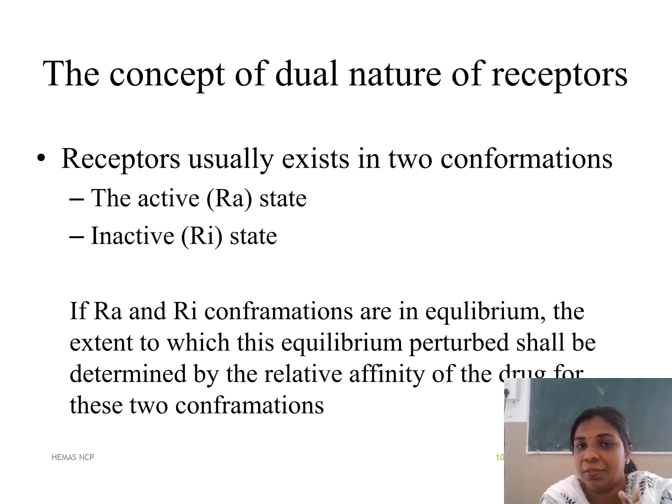Partial agonist is an extra concept. A partial agonist binds to the receptor but produces less activation than a full agonist because it only partially shifts the equilibrium towards RA. For example, buprenorphine or pindolol. So that's all about the concept of the dual nature of the receptor.